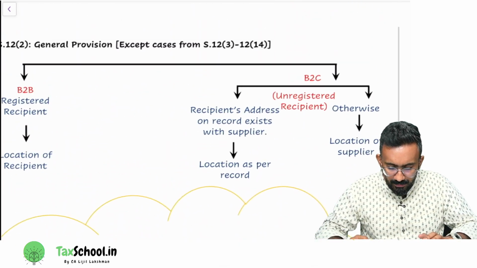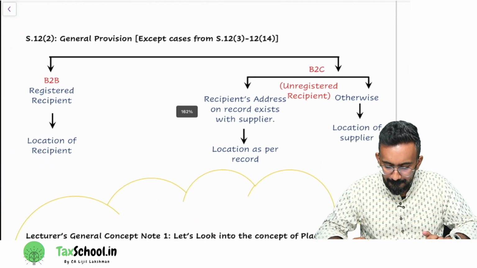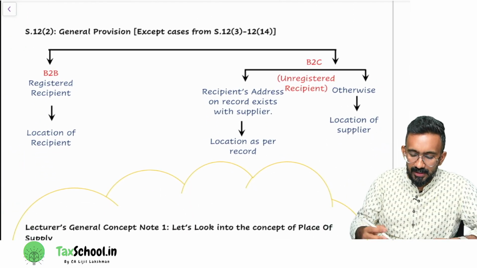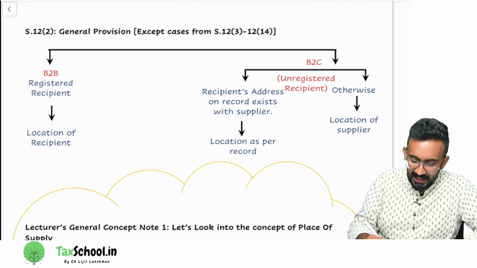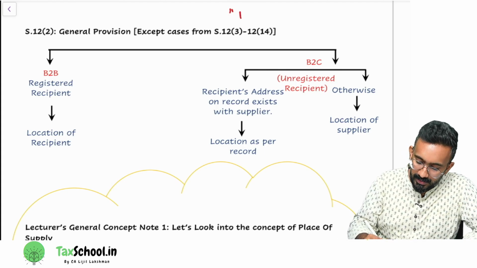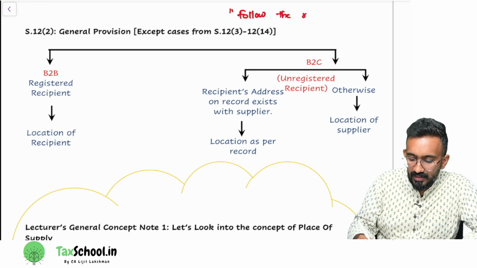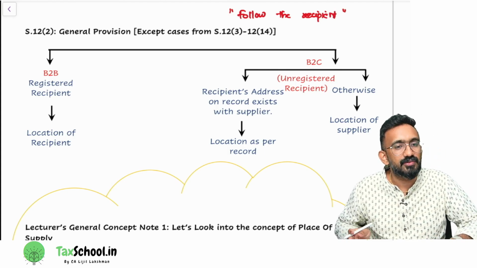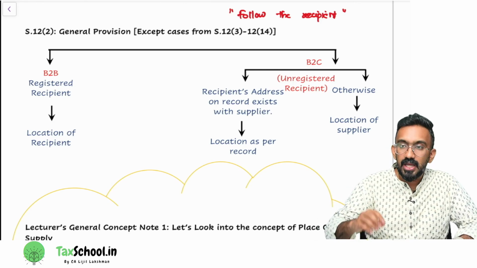So you remember I have given you a one-line summary for goods: follow the goods. Likewise, my one-line summary for services place of supply would be this: follow the recipient. Services are intangible. I cannot follow the service, so I will follow the recipient, and the recipient's location I would treat as the place of supply.